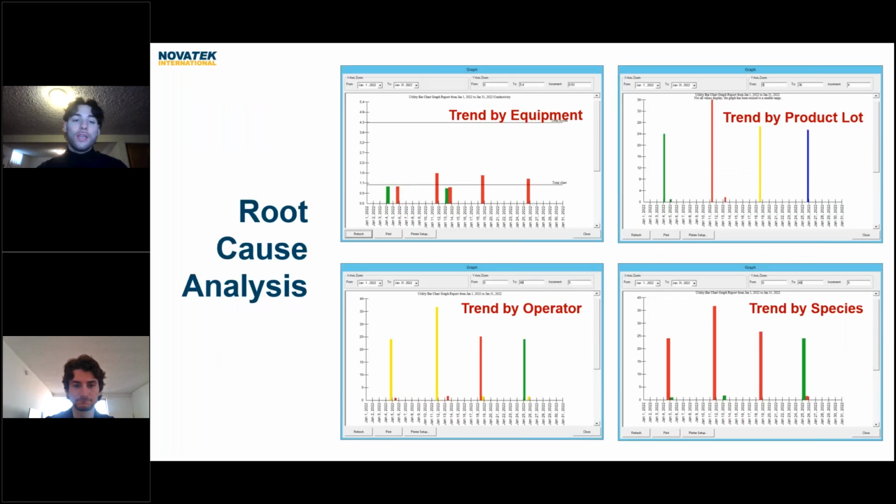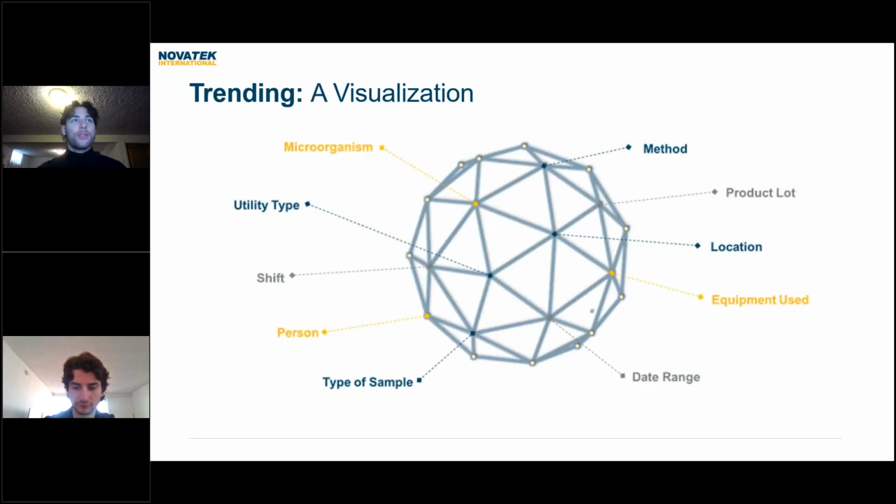And all of that is shown here with a few of the trending analysis graphs that you can pull to do the root cause analysis. This is just a set of graphs that really help show you what it looks like within the system as you traverse the root cause analysis result generation. You can really trend by any of the important metrics, such as equipment, product lot, operator, species, among a bunch of other filtered variables.